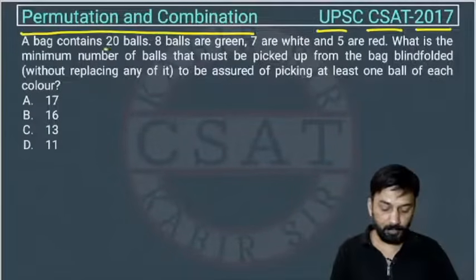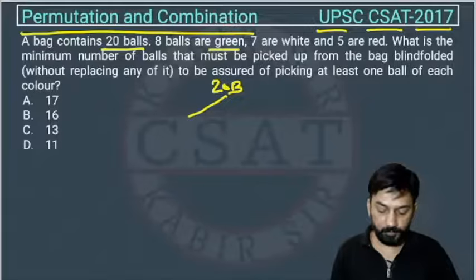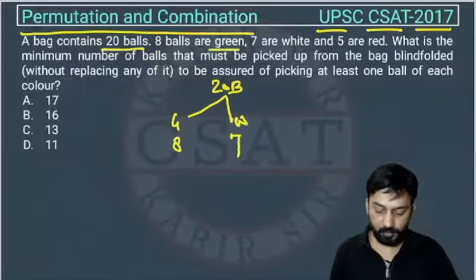A bag contained 20 balls. 8 balls are green, right? So there are how many balls? 20 balls. And out of these 20 balls, green are 8 balls, right? 7 are white. White balls are 7 and red balls are 5. This is 5. Okay.